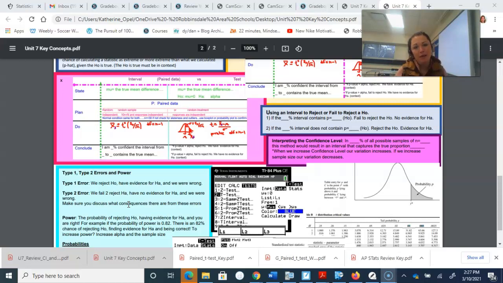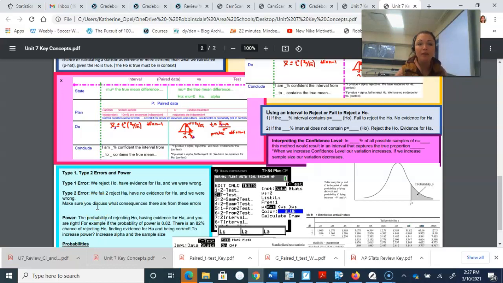A type 1 error is where we reject the null hypothesis and have evidence for the alternative, but we were wrong. A type 2 error is where we fail to reject the null hypothesis, H0, and have no evidence for the alternative hypothesis, and we were wrong. I'm glad I caught that; this should be H0, guys. Make sure you discuss what consequences there are from these errors.